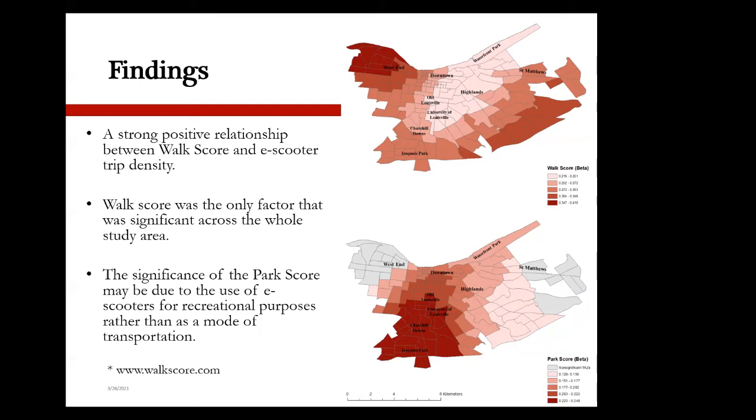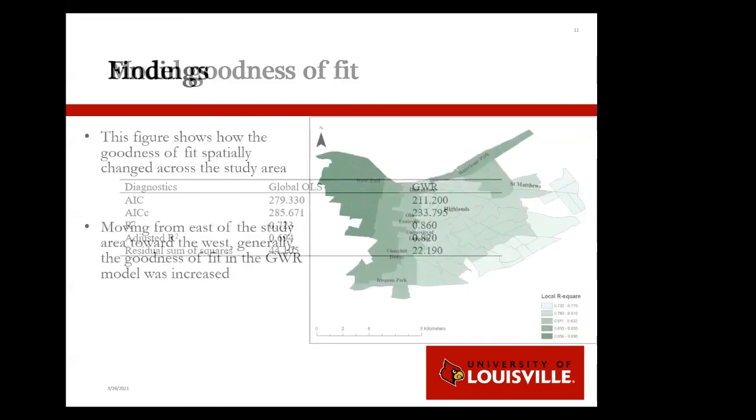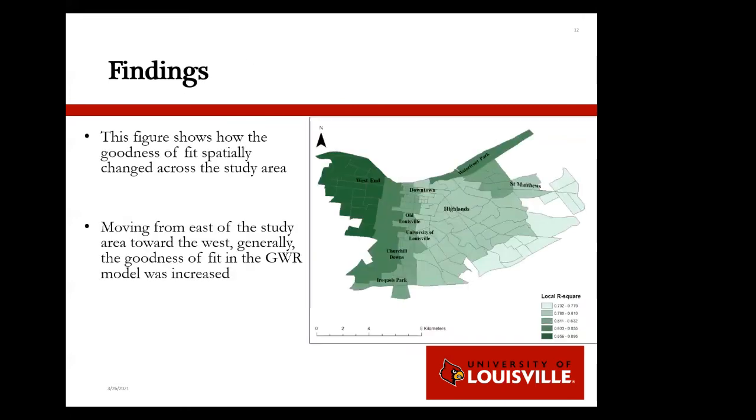This table shows how accounting for spatial dependence improves GWR results compared to global ordinary least squares. This figure shows how the goodness of fit changed across the study area, moving from the east of the study area toward the west. Generally, the goodness of fit in the GWR model was increased.